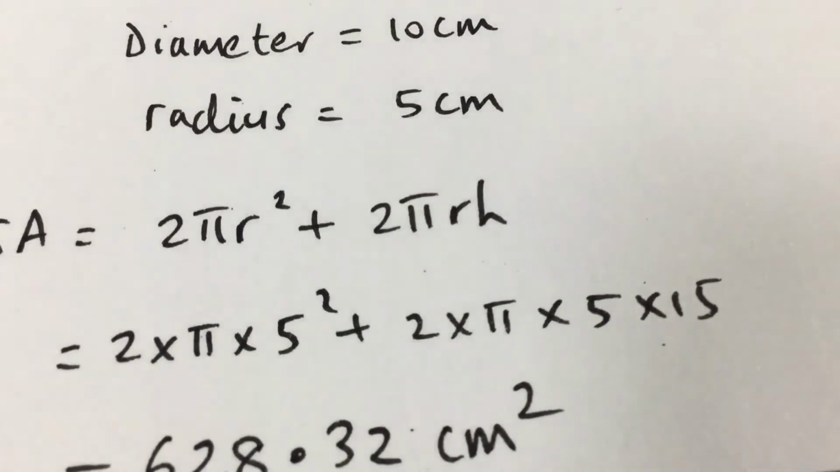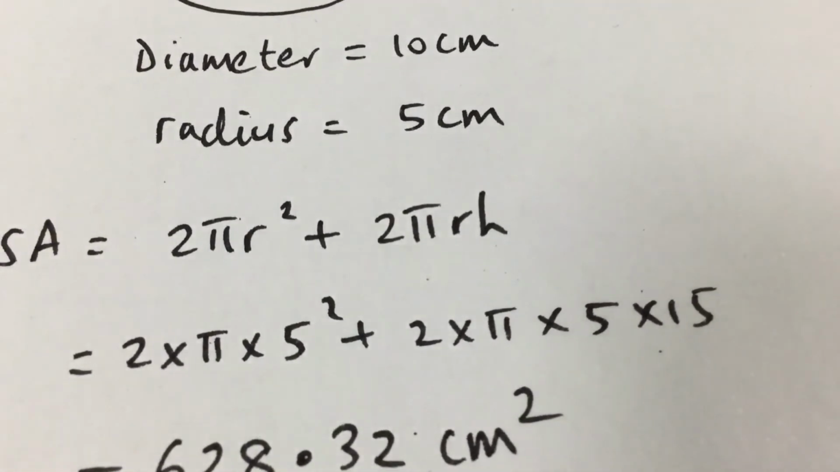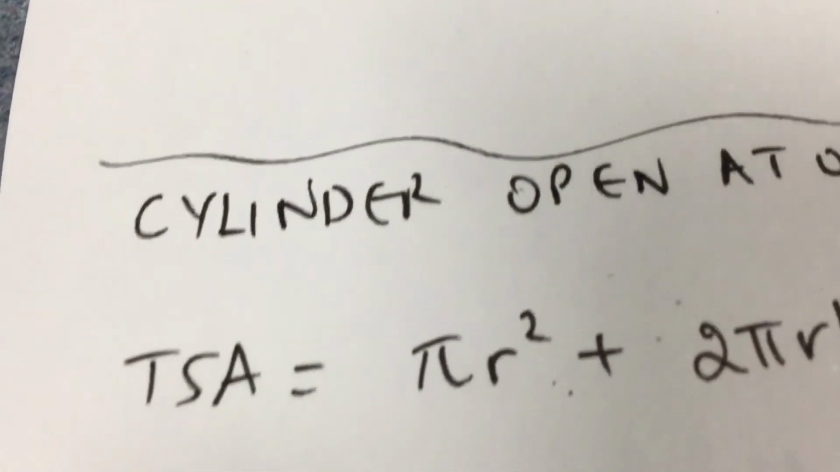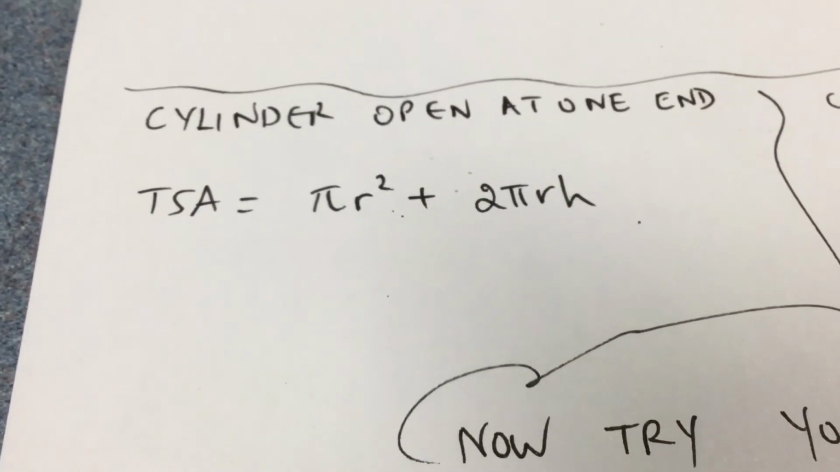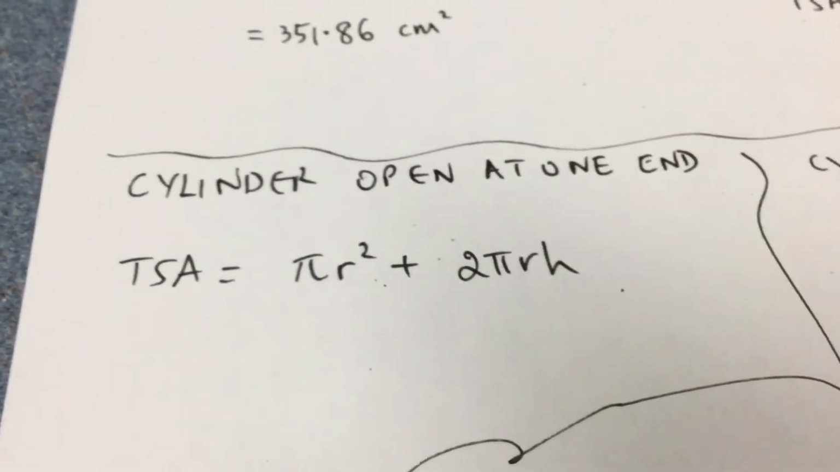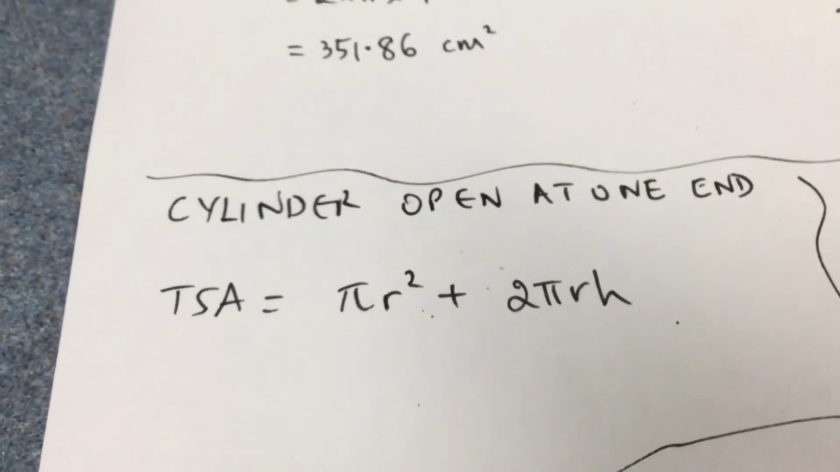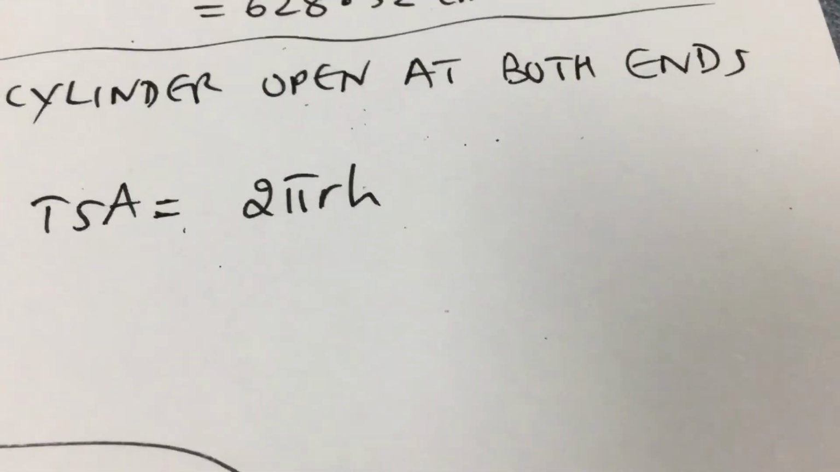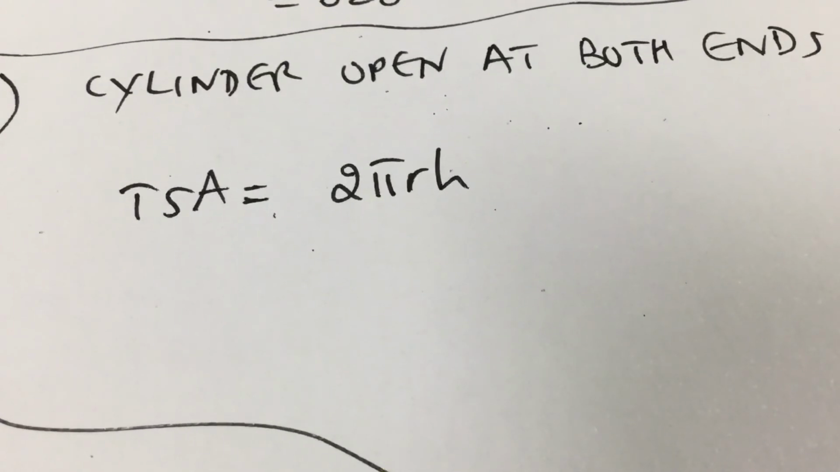Now in some other question you might be given a cylinder which is open at one end. Then how does that change? If it's open at one end, then instead of 2 pi r squared, you'll have only pi r squared because you have only one circle. So for a cylinder open at one end, the formula is slightly different. It's pi r squared plus 2 pi r h. And if it's open on both ends, then you only have the curved surface, which looks like a tunnel. Then it's 2 pi r h.